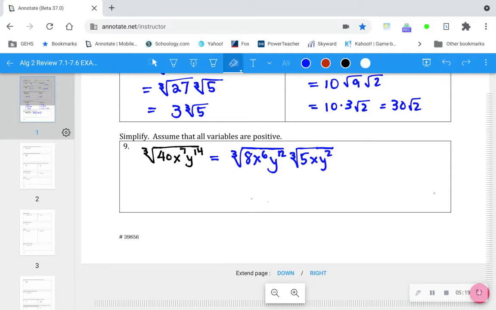Well, all we're going to do now is simplify the front. The cube root of 8 is 2, and then the exponents get divided by 3, and the back half is part of your answer. Don't lose it. Okay, that does it for examples for problems 1 through 9.